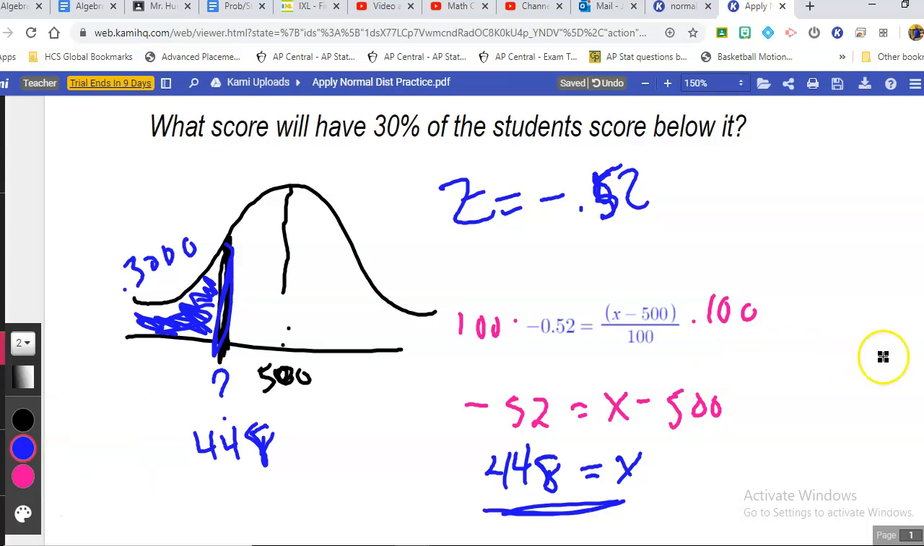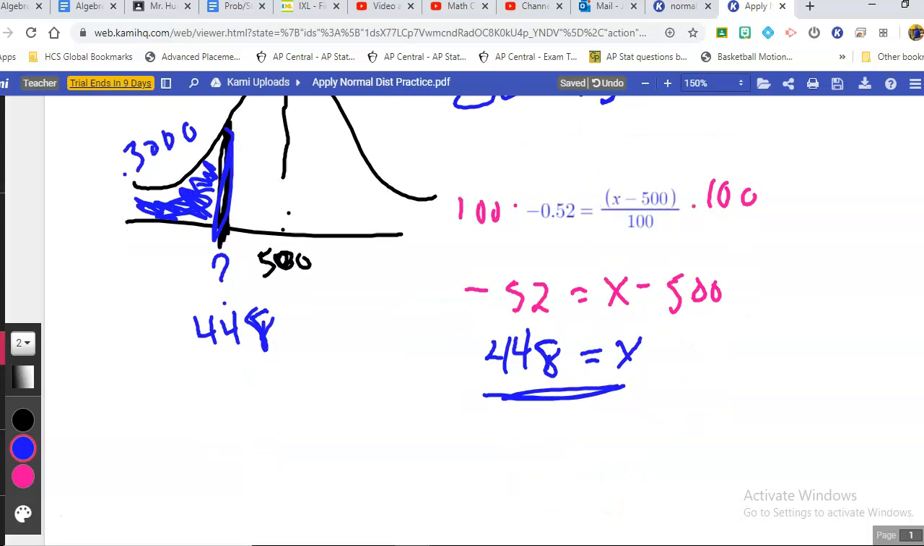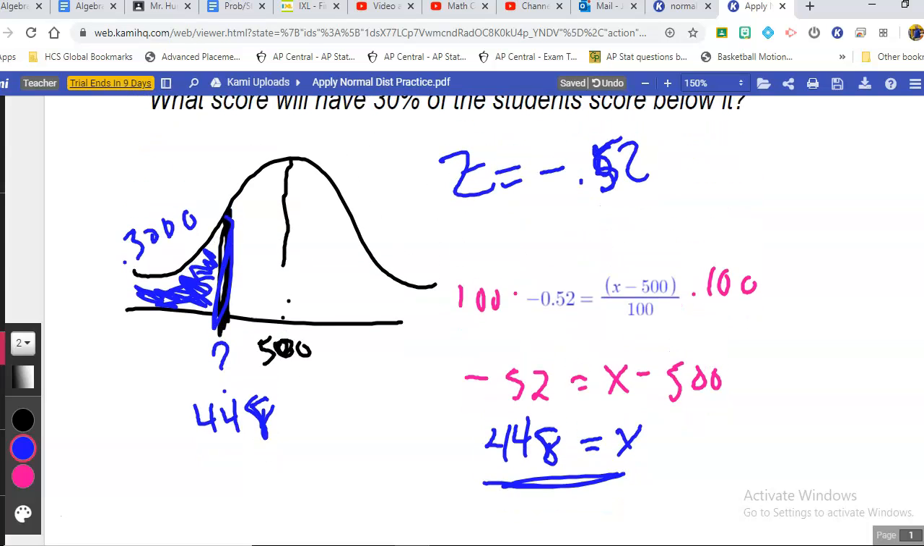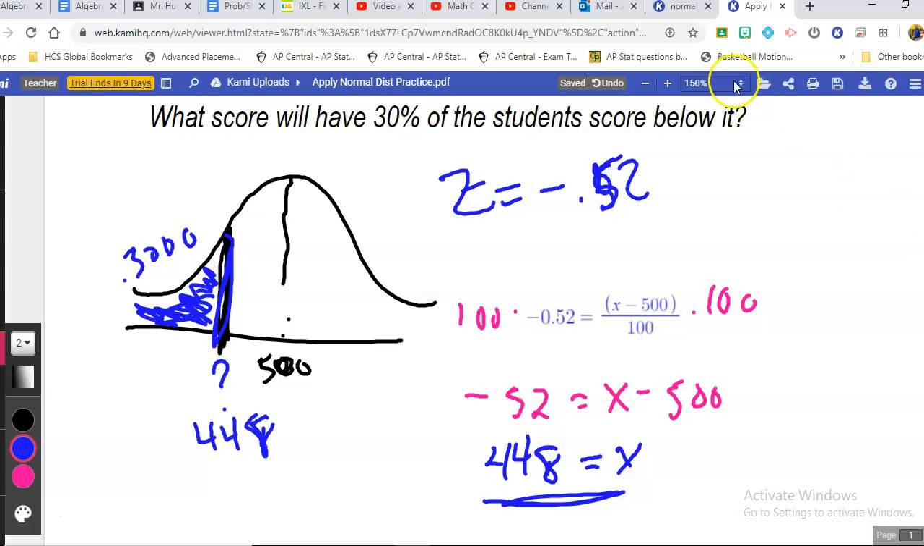So there's an example of how we work backwards with this. Working backwards is a little more complicated, but again, we're working with the concept that our table is always going to give us the percentage to the left, and we can work with that and find our Z from there.